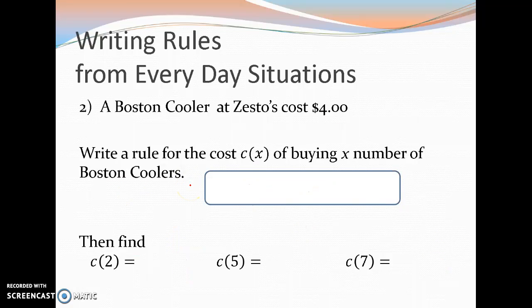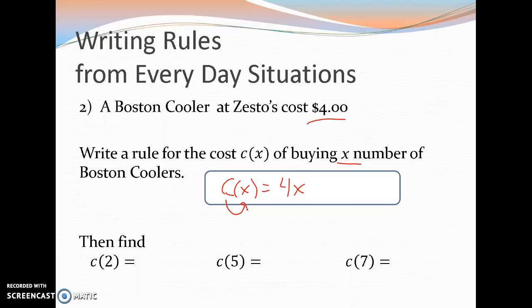Let's take a look at another example. A Boston cooler at Zesto costs $4. So we're supposed to write a rule for the cost of buying x number of Boston coolers. So it's going to be C of x equals the number of Boston coolers times $4. So 4 times how many Boston coolers we buy. So if we buy 1, it's $4. If we buy 2, it's $8, and so on. And so the C represents the cost, and the x is how many Boston coolers we buy.